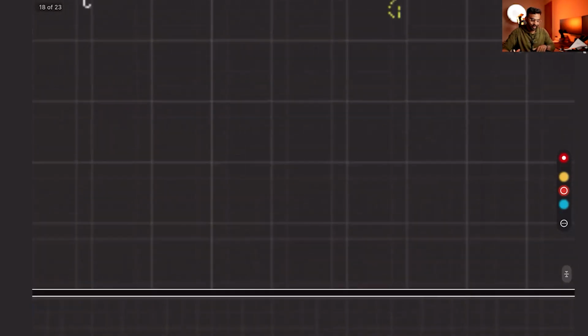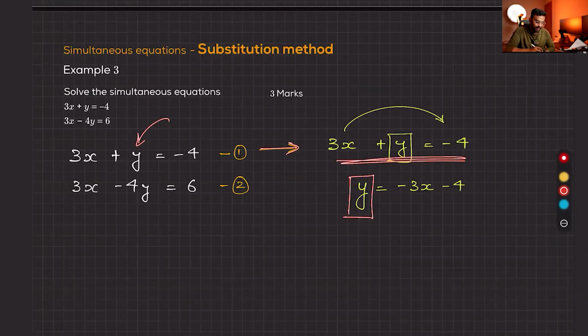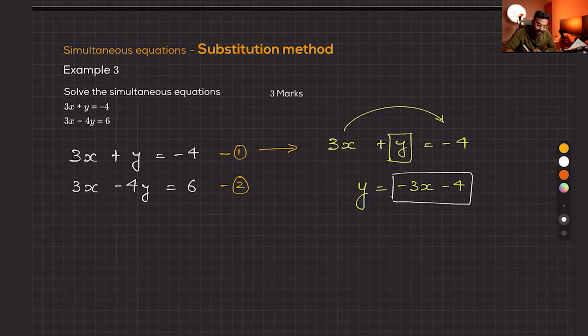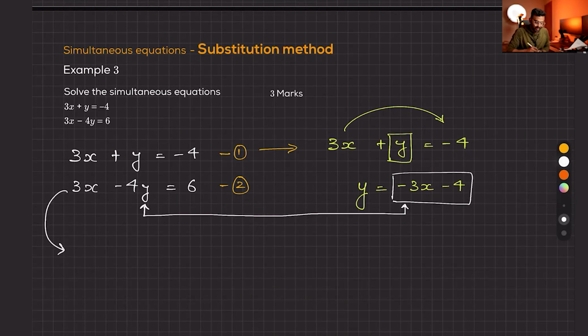So let's come back to the question which we were doing. I took this same equation. I made y the subject. Now I am going to replace this in the second equation. That's all. Because I have y. The y value for both equations is the same. Got it? So the second equation, I'm going to rewrite it: 3x minus 4, but instead of y, I'm going to write minus 3x minus 4, equal to 6.